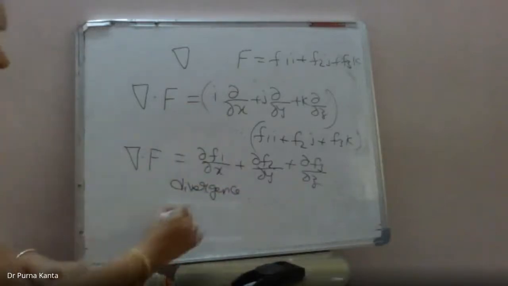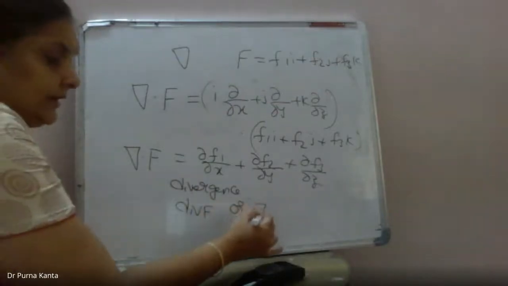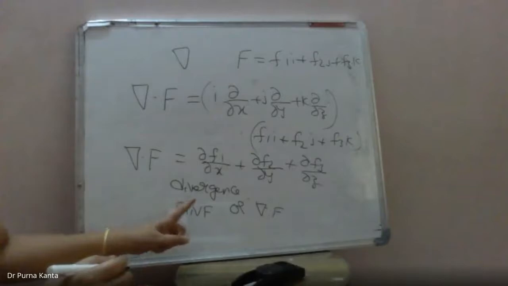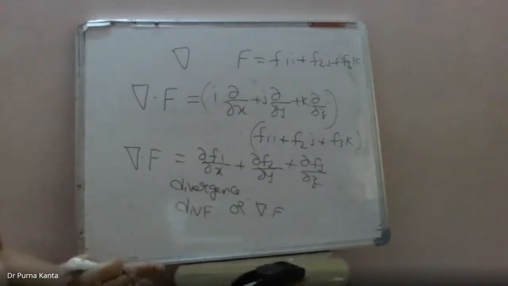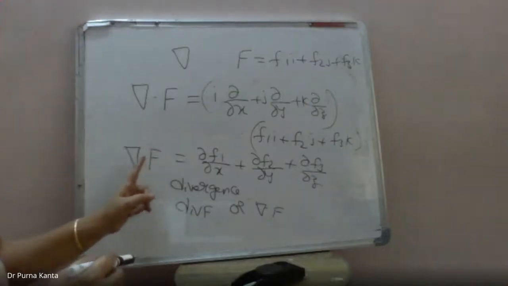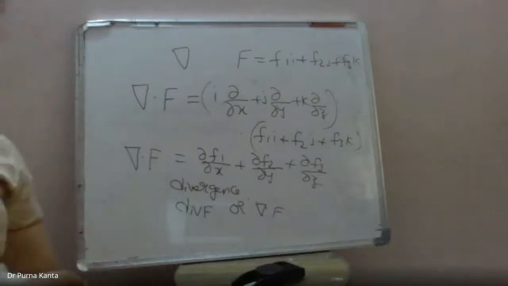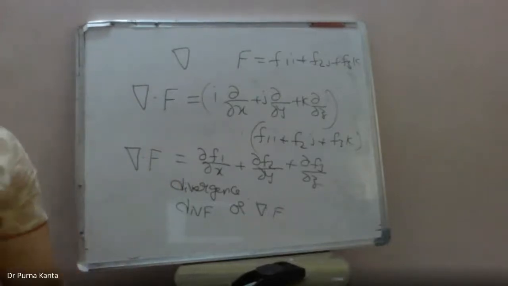How do we read it? We read the value as div f, or simply we can also read it as del dot f. So divergence of f, or del dot f, is nothing but del applied on a vector point function in dot product. That is called as divergence. Note down this point.